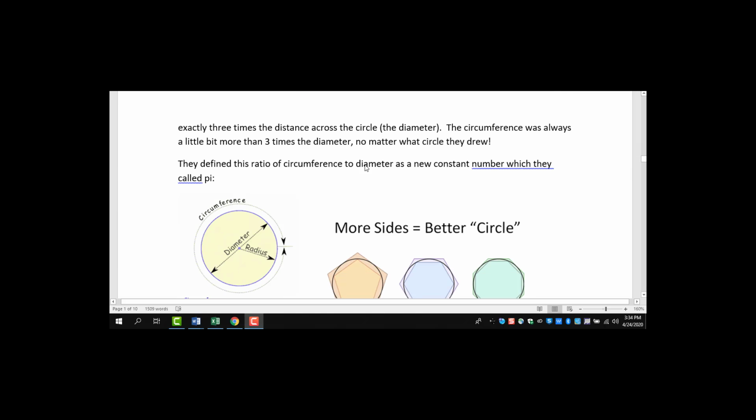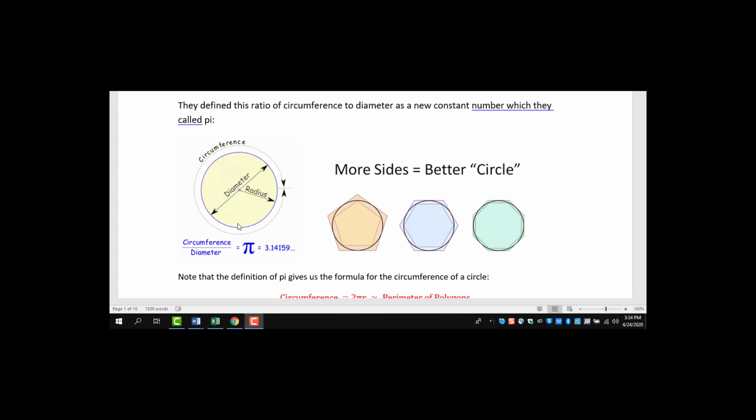And this circumference was almost always 3 times the distance across the circle, the diameter. It's just a little bit more than 3 times the diameter. So the ratio between the circumference, which is the measurement around it, and the diameter is pi, which is about, it's an irrational number, it goes on forever, but that's a slight approximation.